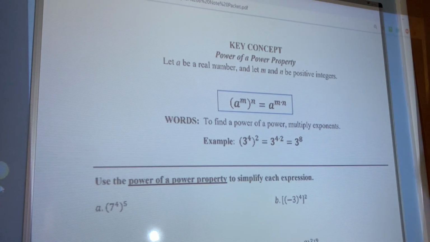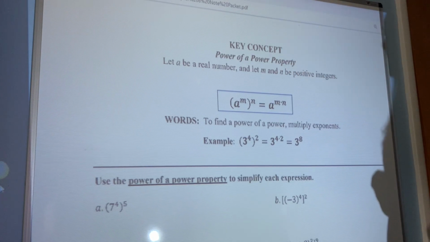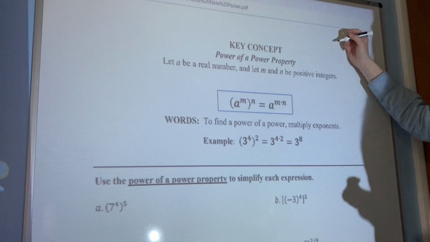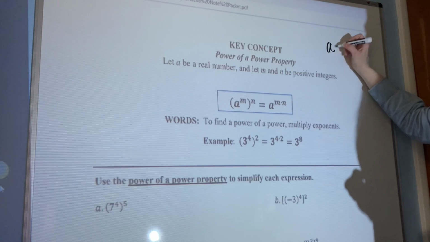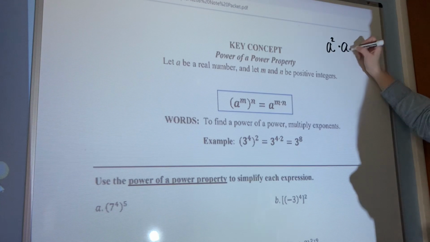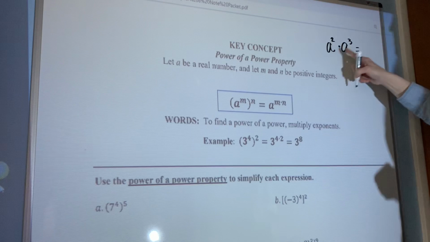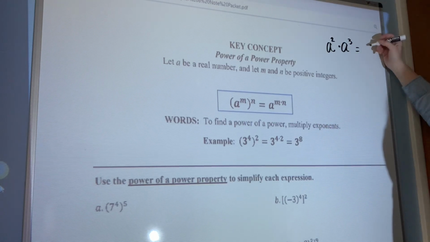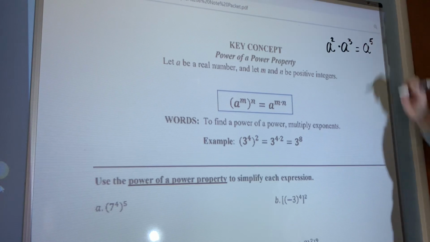Alright guys, today we're going to be talking about the second key concept with properties of exponents, and that is the power of a power property. So yesterday we looked at product of powers, where we had a to the second power times a to the third power, and since we have the same base and we multiply across, we add our exponents. So we'd have a to the fifth power.